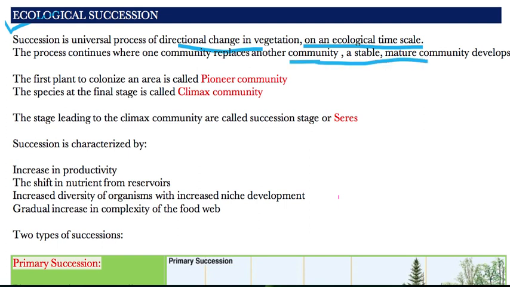The first plant to colonize an area is called pioneer community or species. The species at the final stage is called the climax community. So these two are important things we will discuss further. The stages which lead to climax community subsequently are called succession stage or series. So this term is also important.